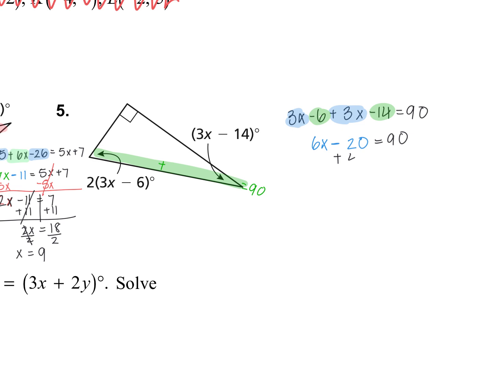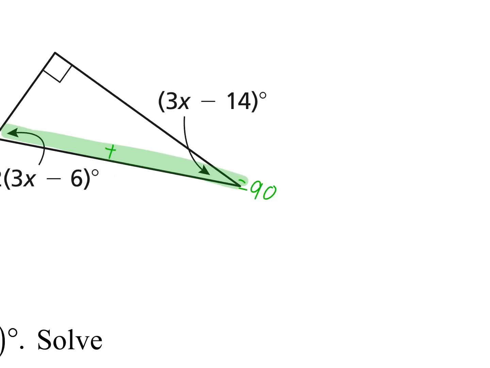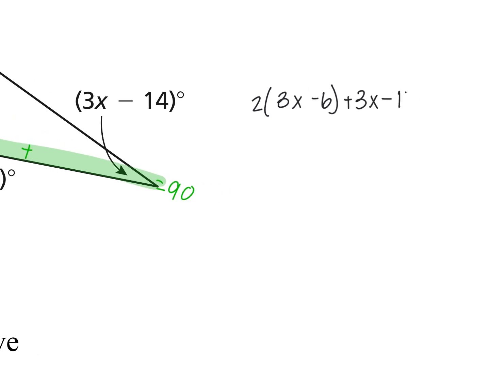Oh, it's 2. I didn't see the 2. I knew I was doing something wrong. Let me start all over for this one. I was wondering what was going on because I'm like, that is not going to give me my answer. Okay, starting over because I forgot the 2. It's 2 times 3x minus 6 plus 3x minus 14 equals 90. Whew, there we go.